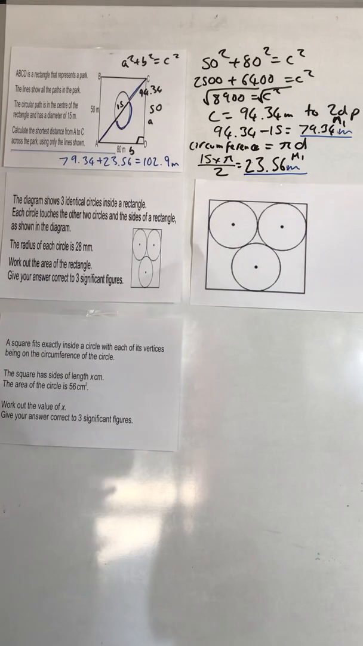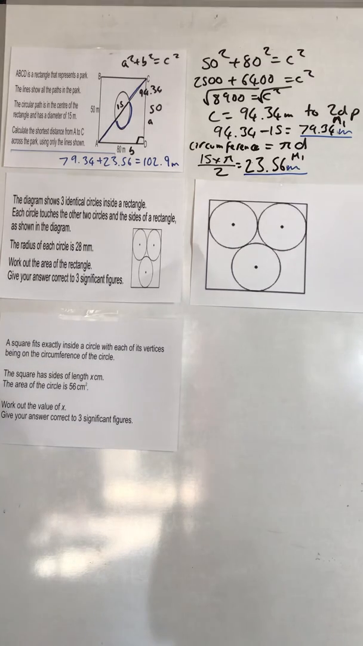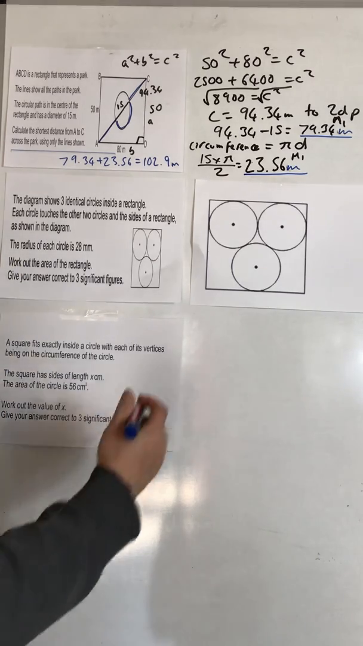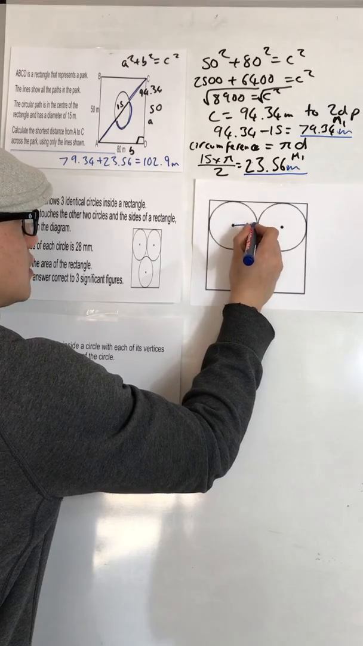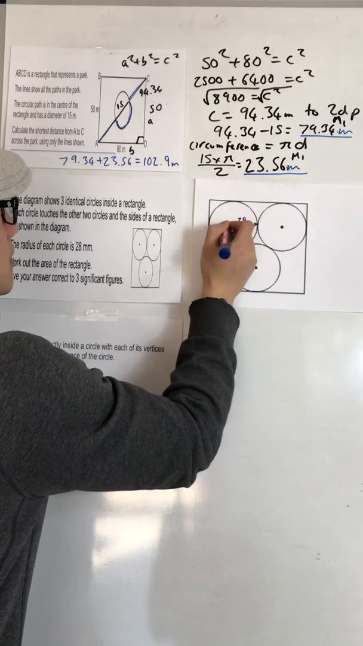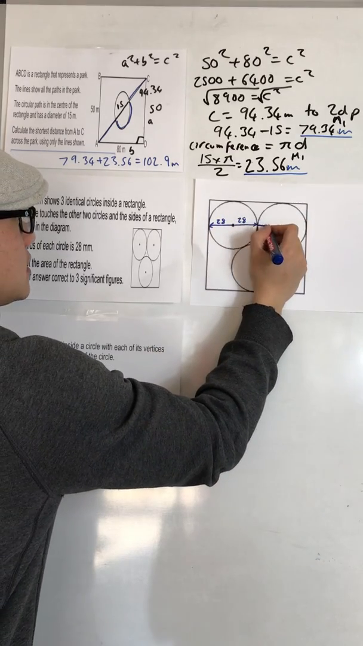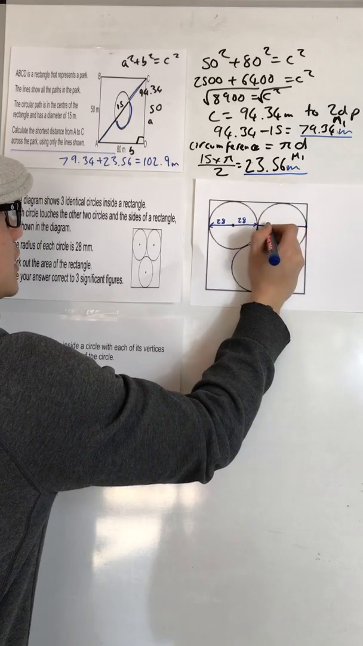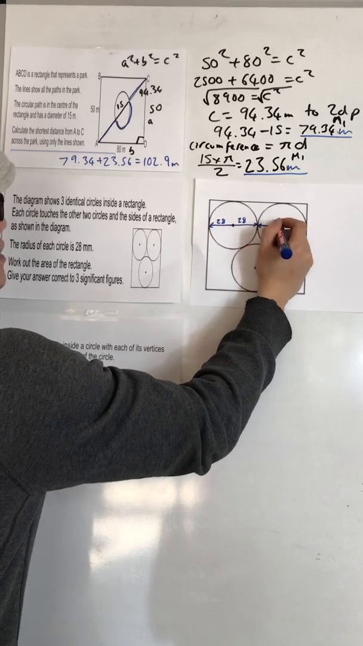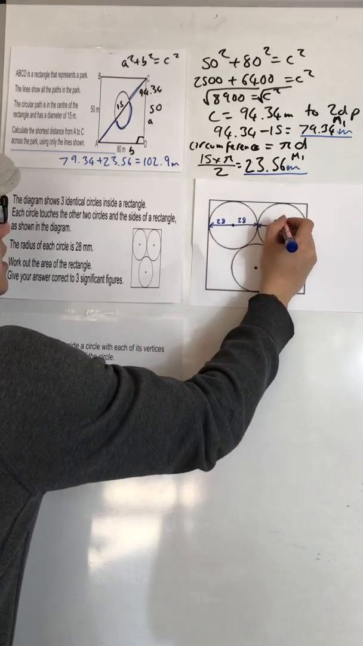Very nice. Now let's look at this one. You've got 3 circles inside the square, they're touching. The radius of each circle is 28 millimeters. Work out the area of the rectangle. So the radius, that's 28. And because the diameter is double the radius, I can say that's 56.